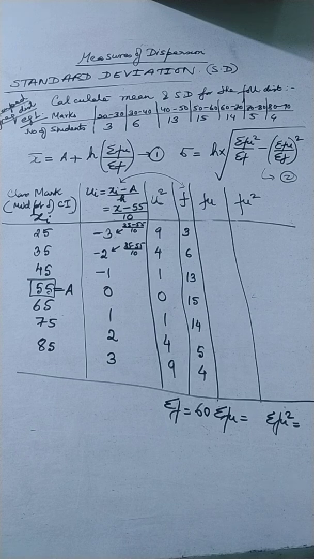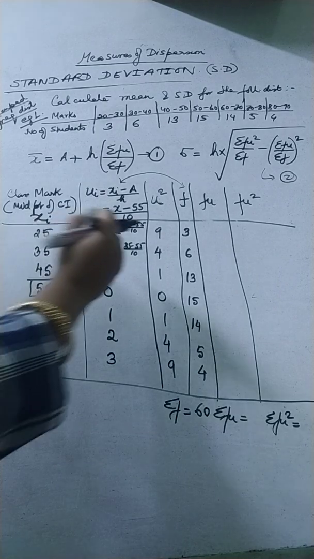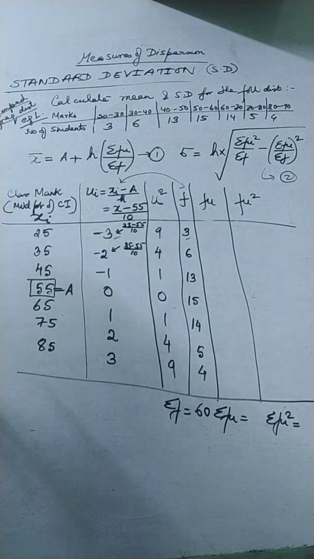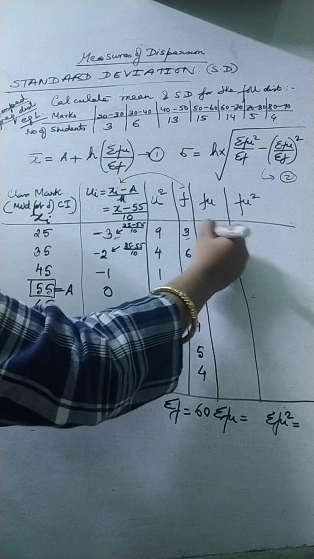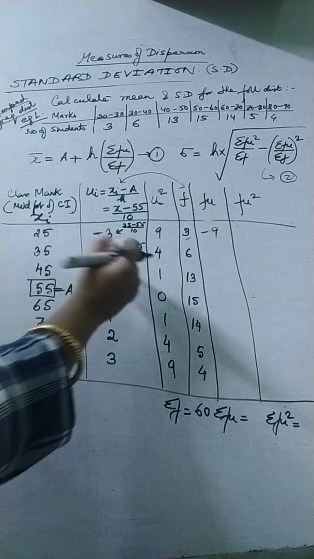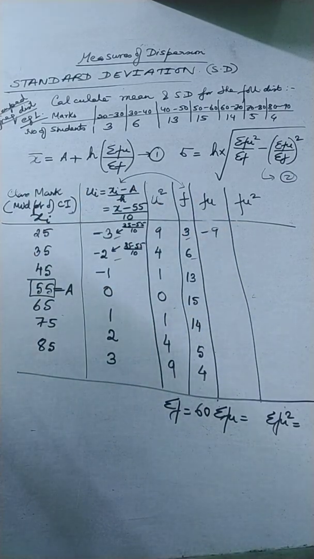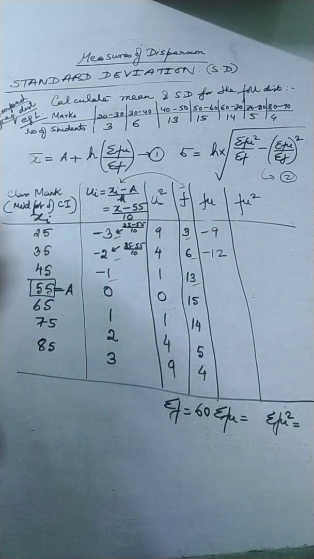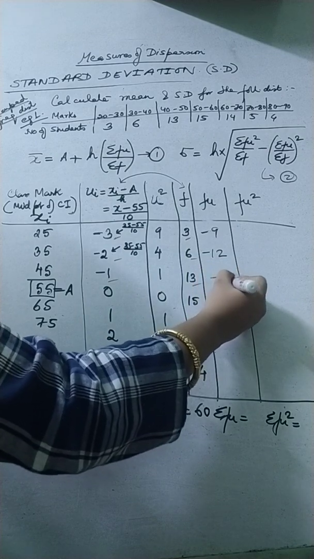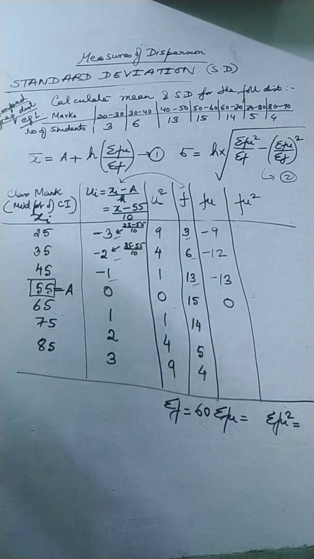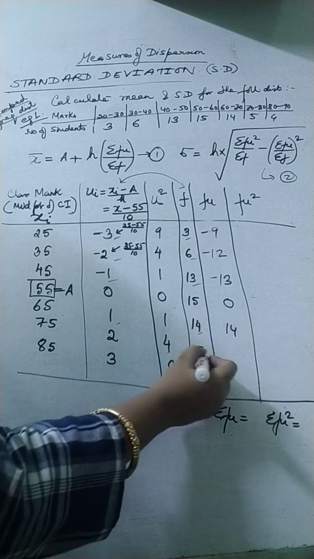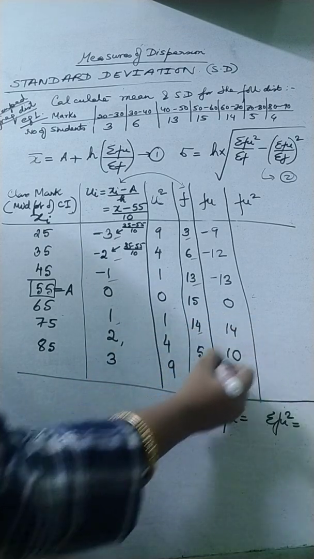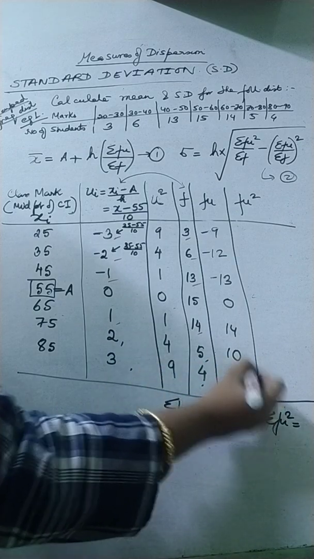That will give you, you can keep your fingers and do, or else make sure you don't make a mistake. Minus 3 with 3, that gives you minus 9. Then u with f, that is minus 12. F with u, that is minus 13. This is 0. 14 with 1, so it is 14. 5 with 2, that means it's 10. 4 with 3, that is 12.